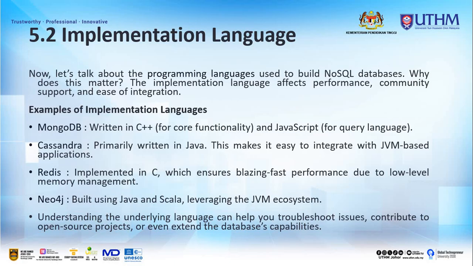Implementation language. Now let's talk about the programming language used to build NoSQL database and why it matters. The implementation language affects performance, community support, and ease of integration. Example, MongoDB is written in C++ for core functionality and JavaScript for query language. Cassandra is primarily written in Java, and this makes it easy to integrate with JVM-based applications. Redis is implemented in C. Neo4j is built using Java and Scala, leveraging the JVM ecosystem again.